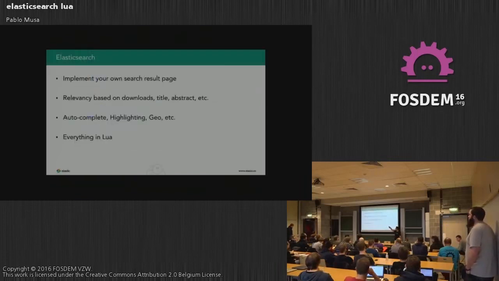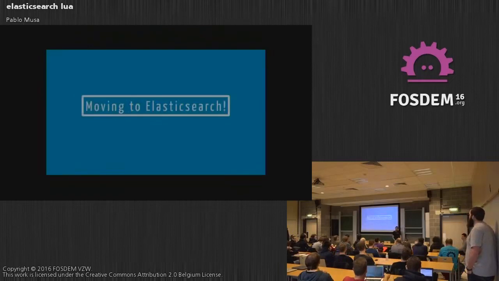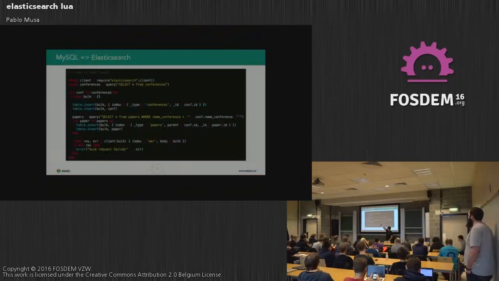So with Elasticsearch, I could implement my own search result page, which you see is terrible looking, but I could change the relevancy. I could choose it. I could give more weight to title, abstract, downloads. I could implement autocomplete, highlighting, geo, anything I wanted for my application. And finally, everything would be in Lua. All right? So moving to Elasticsearch, how was it? So we had MySQL, and I needed to go to Elasticsearch. Not complicated.